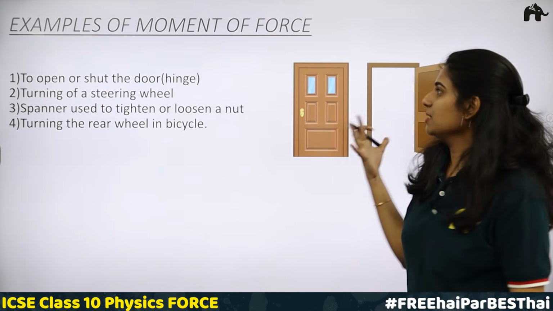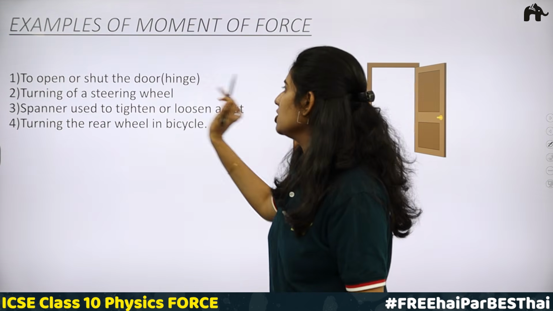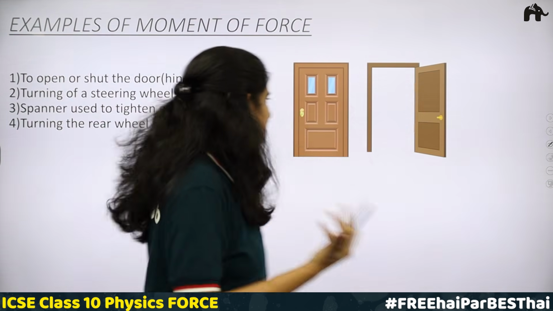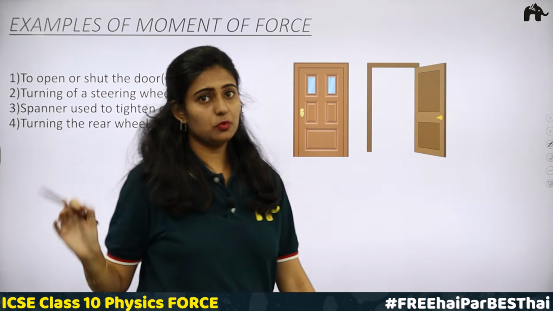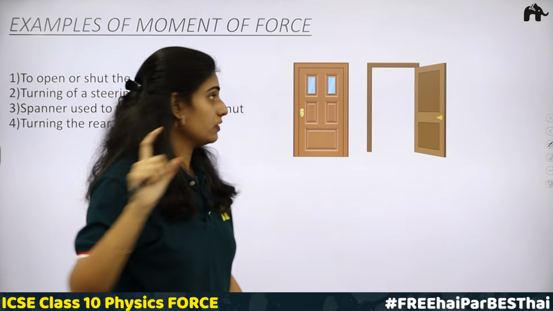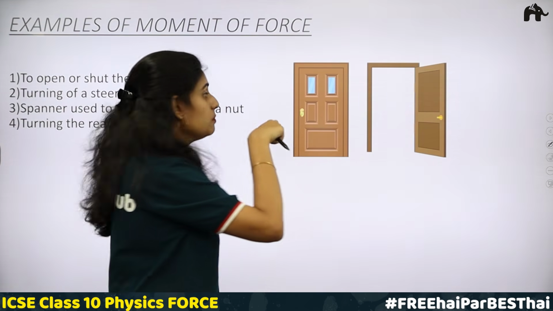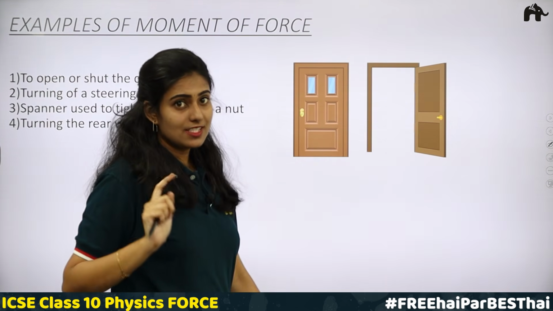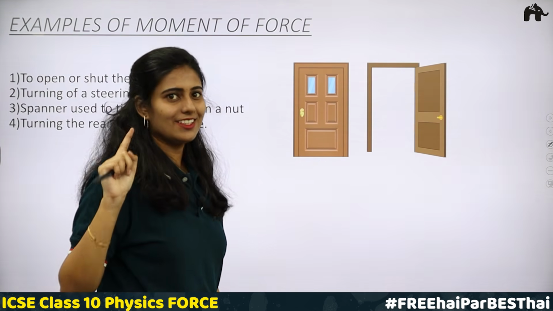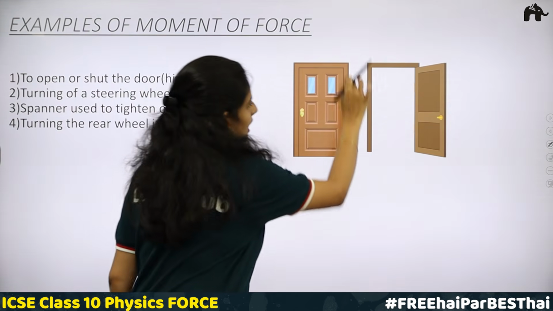Okay, let us take some examples of moment of force. The first example is to open or shut the door. Here this is a closed door and we are opening a door. What are we doing? We are applying a force. Where is the force applied? We are holding the handle and either pushing or pulling. Why is the handle chosen? We have discussed this. Yes, the handle is at maximum distance from the hinge.